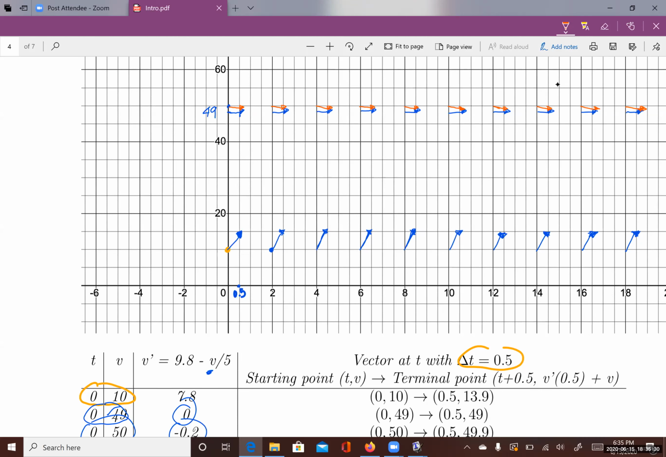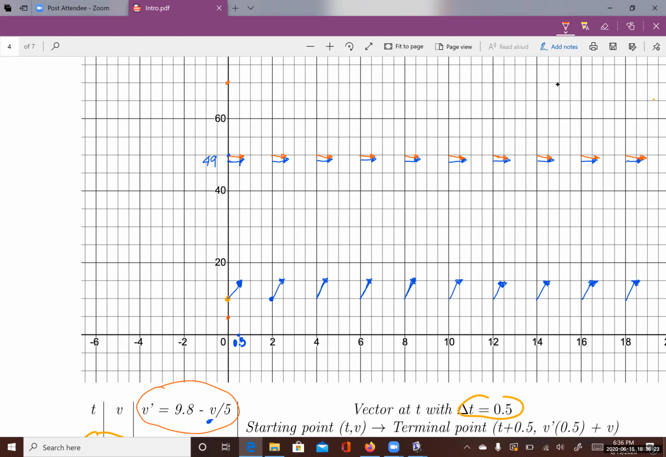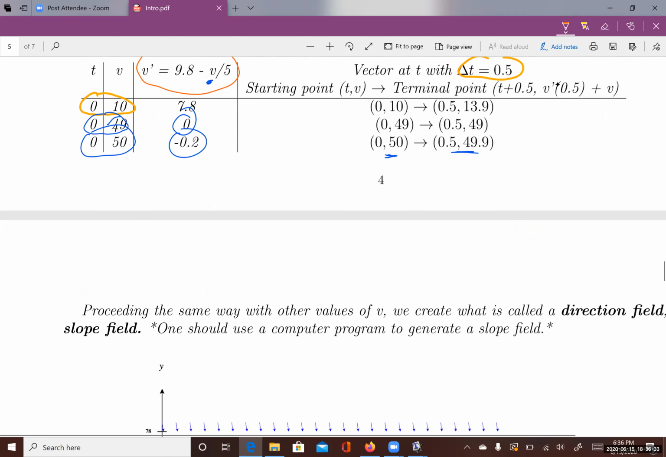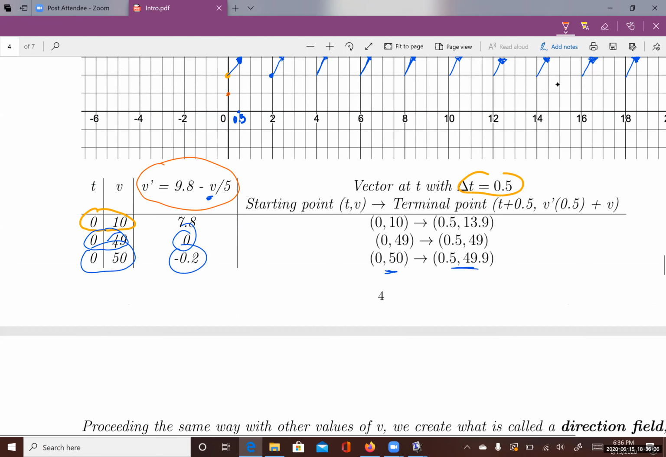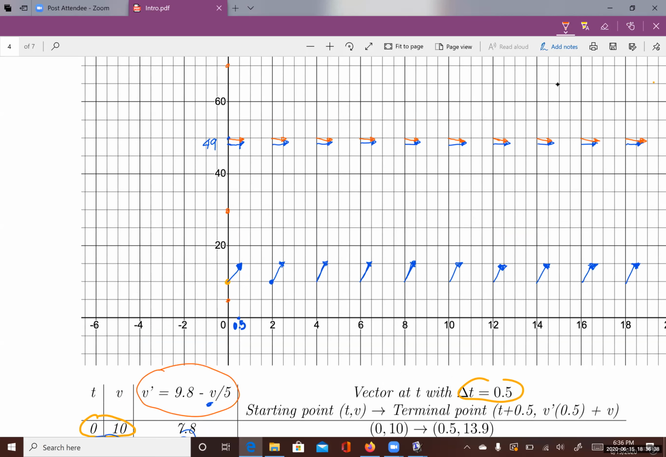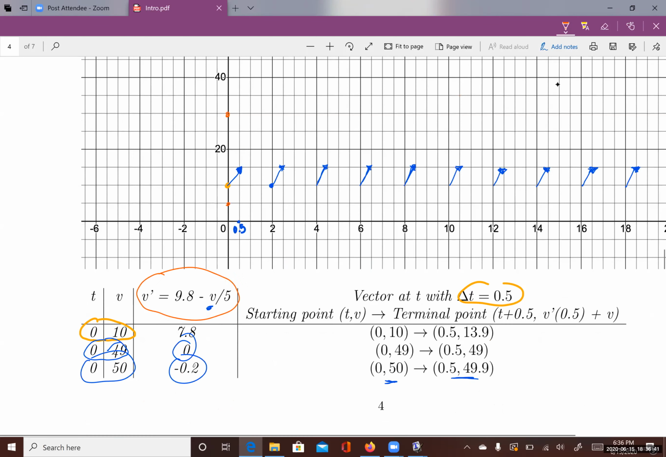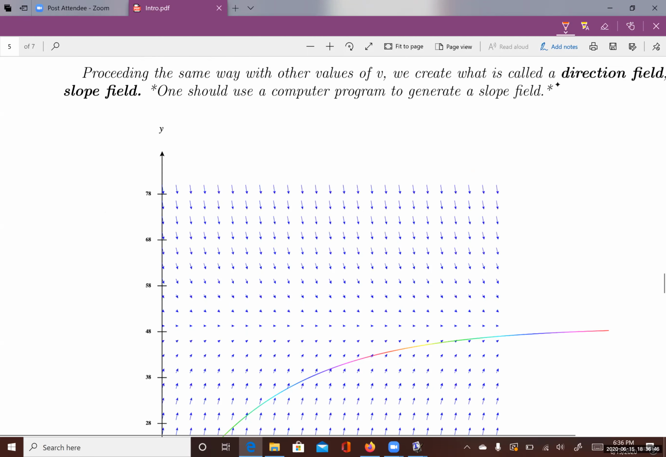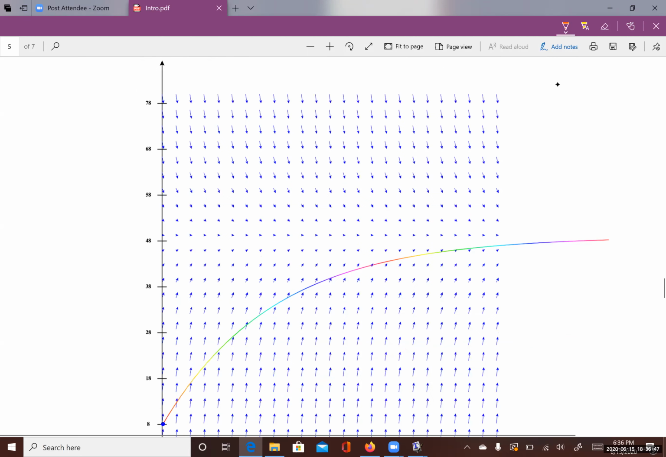Just repeat this process for a lot more v values, like v equals 80, v equals 70, v equals 5, v equals 30, and so on and so forth. Then you're creating a direction field or slope field. For sure you can create a slope field by hand, by drawing a lot of vectors like this, or you can use software to create it. So I used software to create this slope field.